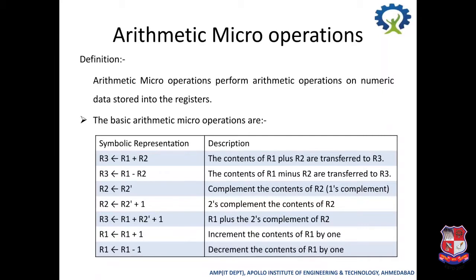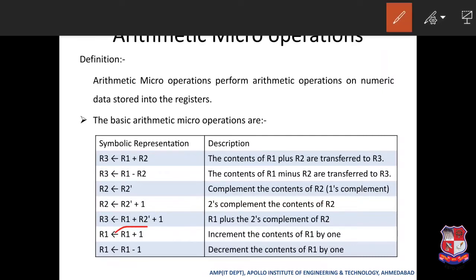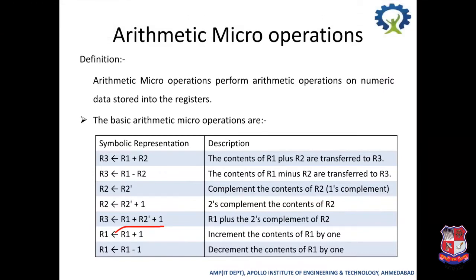In the next arithmetic operation, there is a subtraction operation performed using 2's complement. We all know that after 2's complement, the sign of the data will be changed. So here R1 plus 1's complement of R2 plus 1, which means the 2's complement of R2, will be performed. So R3 gets R1 minus R2, which means subtraction using 2's complement.